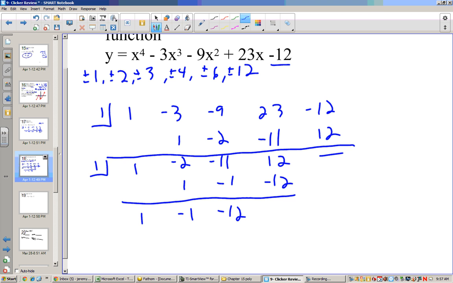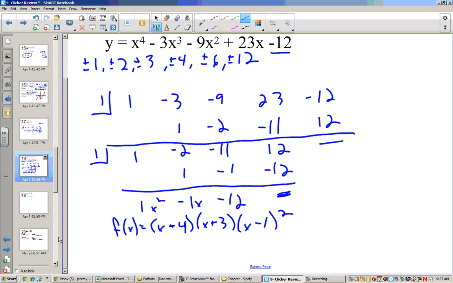Oh, look at how that was some good luck there. It worked out for 1 twice. So now I have x squared minus 1x minus 12, which is x minus 4, x plus 3. And we have x minus 1 squared. So this is written out. And so to find the zeros, we have positive 4, -3, and positive 1, and this one has a multiplicity of 2.